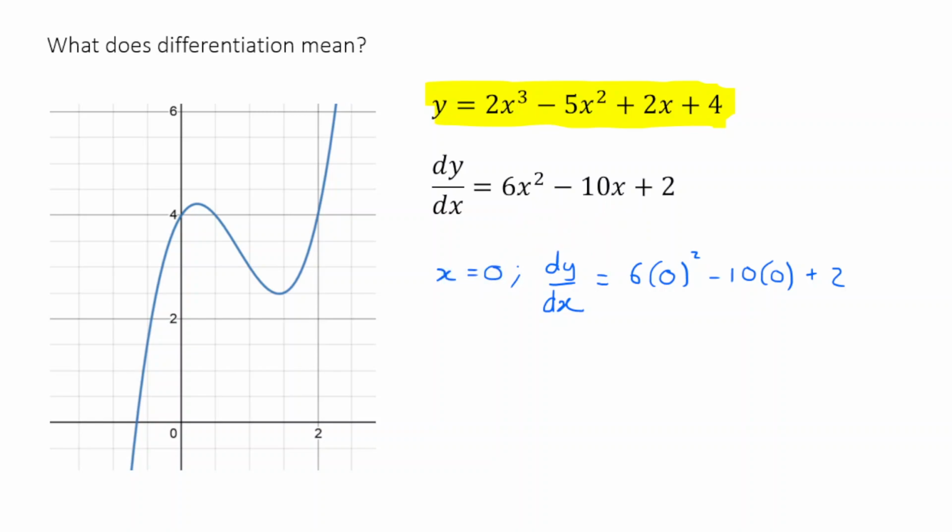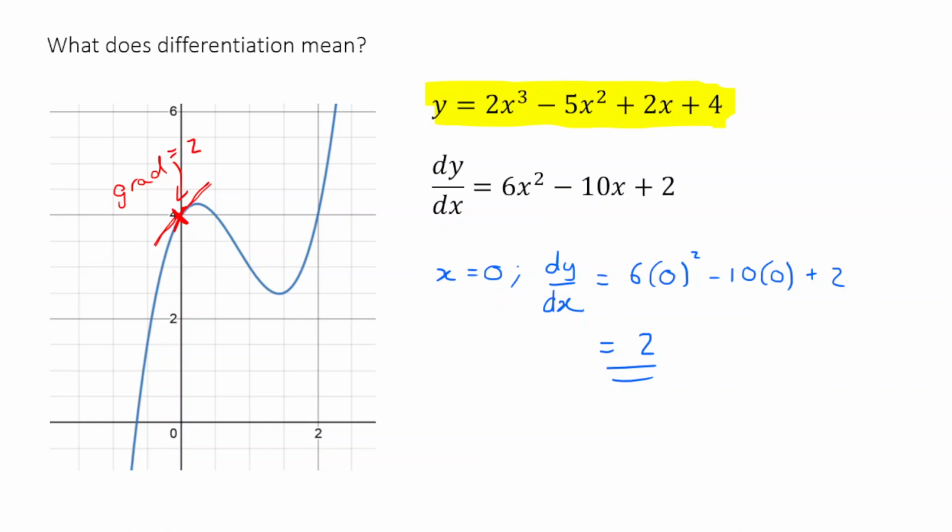So what will I get? I think you should see it's fairly obvious in this case: 0 plus 0 plus 2. So dy dx is 2. What does that mean? It means that when x is equal to 0, on the graph of y equals 2x cubed minus 5x squared plus 2x plus 4, the gradient at that particular point is 2.